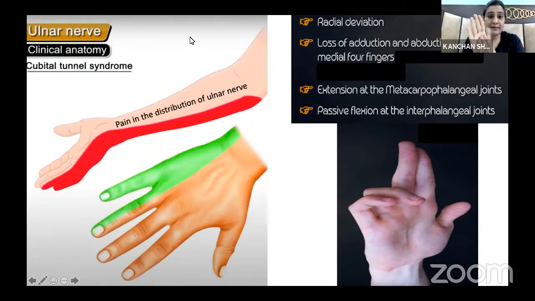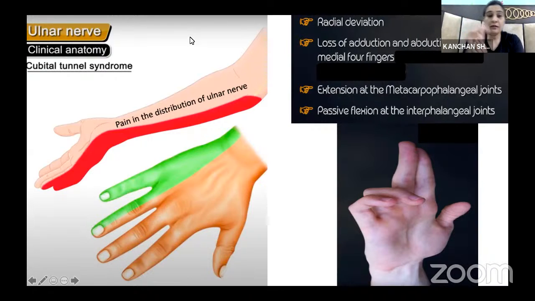The ulnar nerve supplies the palmar interosseous and the dorsal interosseous. Palmar is adduction and dorsal is abduction. How can you remember? When you want to slap someone, all your fingers should be together. So palmar interosseous is adduction, and dorsal is abduction. If you're not able to do so, the fingers are going to be like this.